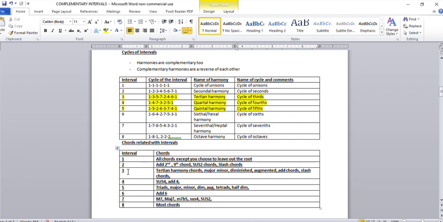And 3, that's the tertian harmony: major third, minor third, diminished, augmented, add chords, slash chords. You can do that. Number 4, you have a sus4 or an add4. I'm speaking here in terms of the tertian harmony, the normal harmony that we use in music. And the 5th, you have it in triads, in major chords, minor chords, diminished chords, augmented chords, tetrads, half diminished, full diminished. And the 6th, you have it in the add 6 or slash chords. You may have a certain chord slash 6.